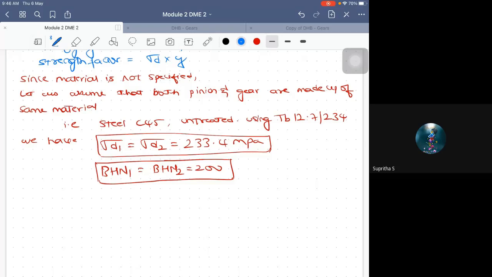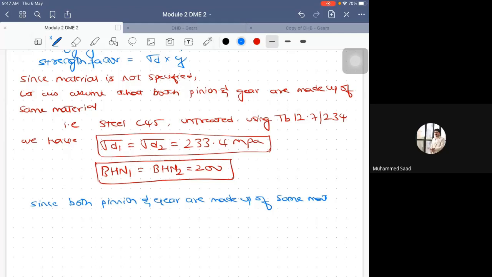So what you can write is, while identifying the weaker part, since both pinion and gear are made up of same material. Is my handwriting legible? Give a frank opinion. Yes, sir. Are you able to read it? Okay.